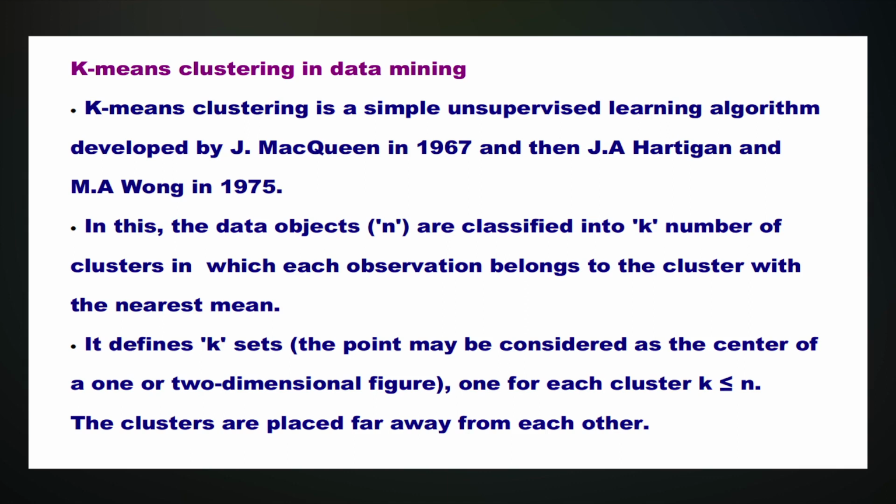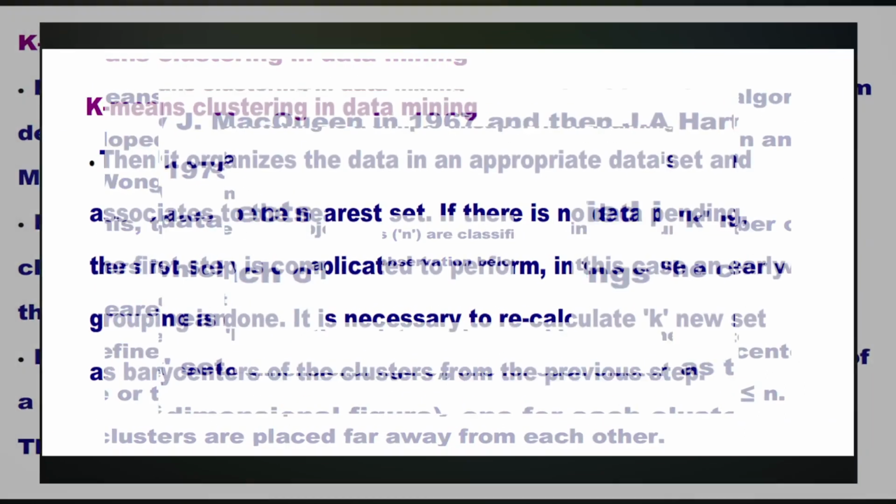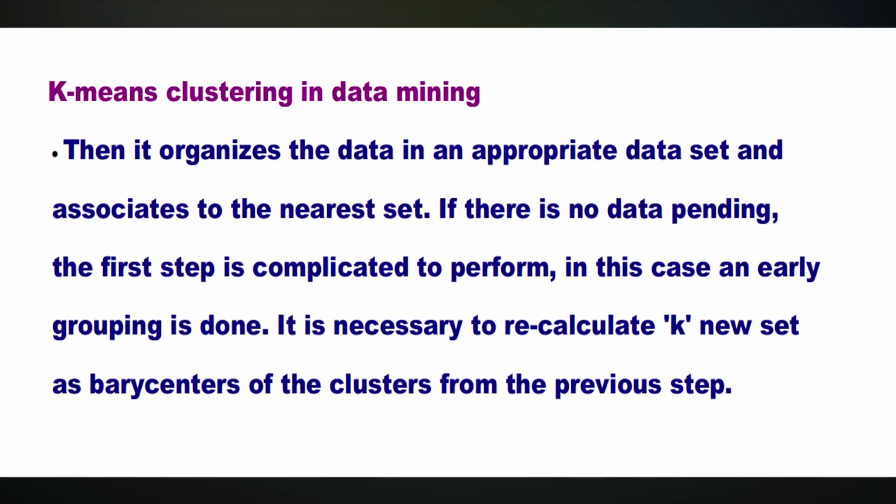The next step is it defines k sets, that is the point may be considered as the center of a 1 or 2 dimensional figure, and the k sets, 1 for each cluster, k less than n. The clusters are placed far away from each other in this step. Then it organizes the data in an appropriate data set and associates each to the nearest set. If there is no data pending, the first step is complete. In this case, an early grouping is done.